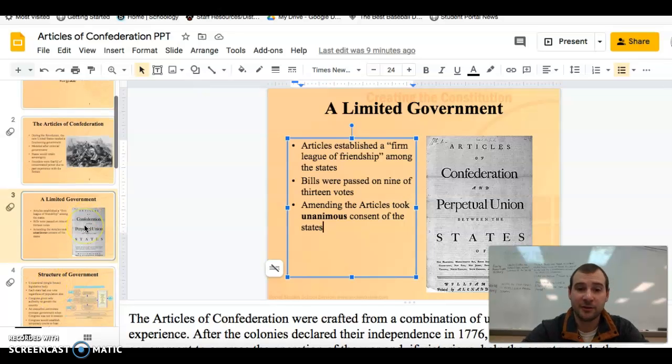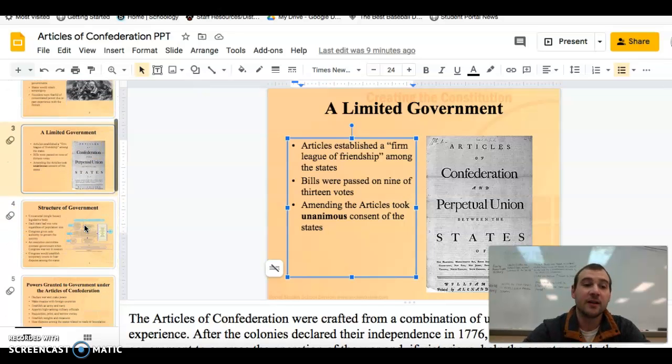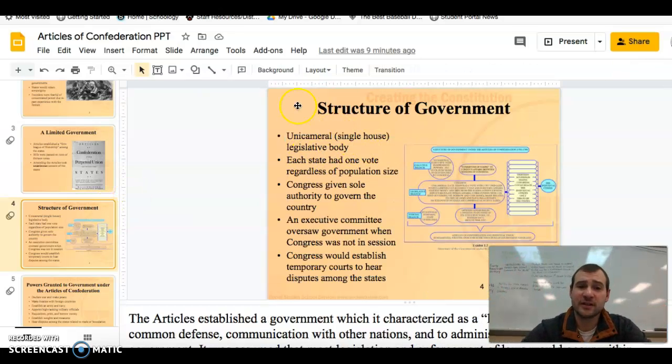All right, so that's kind of where we're at with the limited government. It was more power shifting towards the states. So states' power really high, national government power pretty low. All right, so the structure is pretty simple.